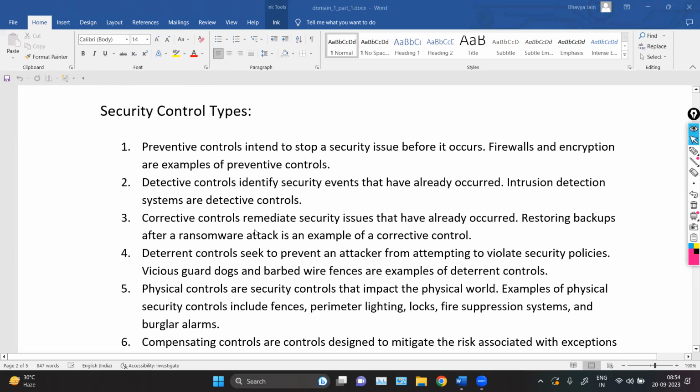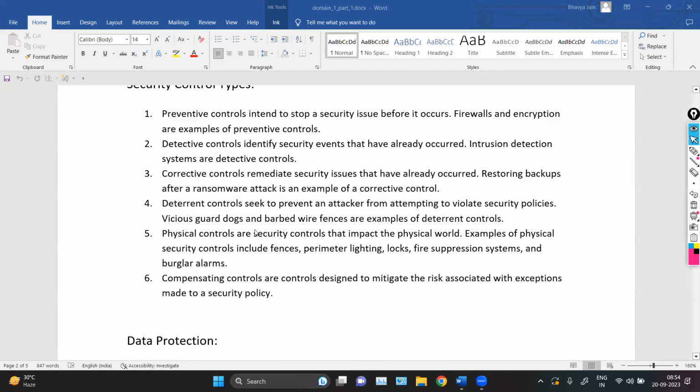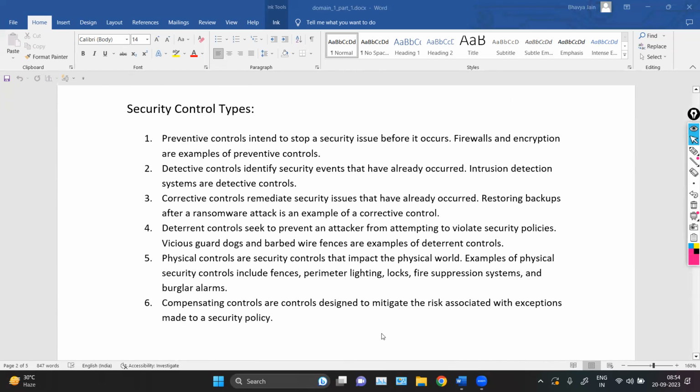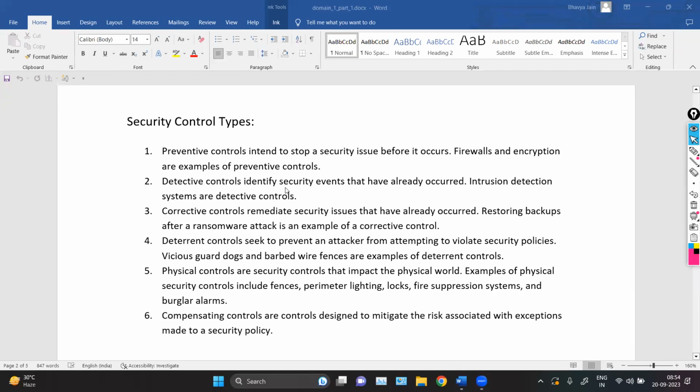Then we have security control types. Basically, we have different security control types. First we have preventive controls, which are intended to stop an issue before it occurs. As we say, prevention is better than cure. We can apply that in security by applying prevention mechanisms so that we can avoid attacks.